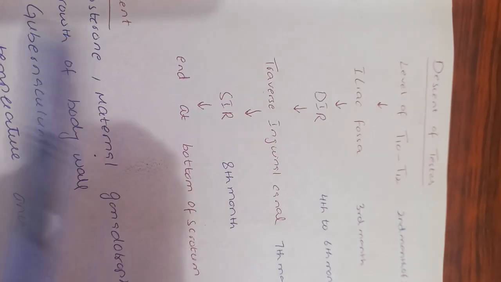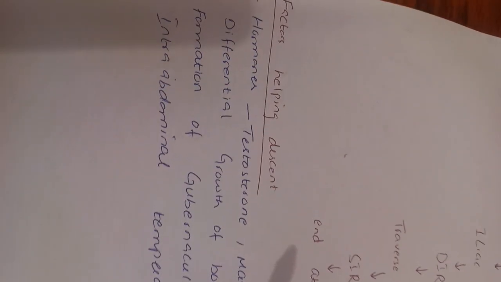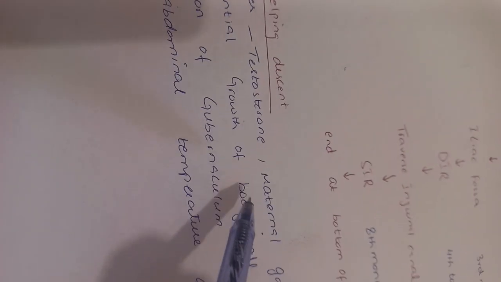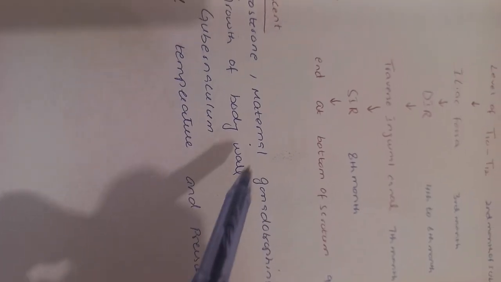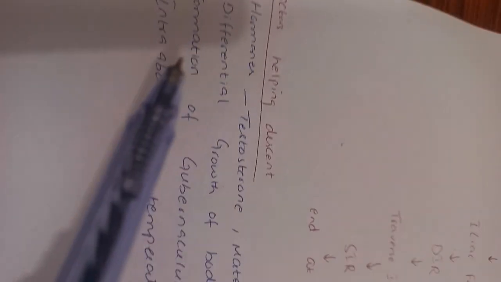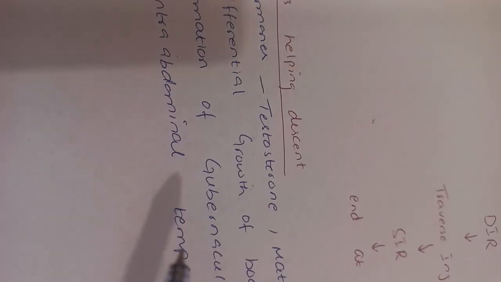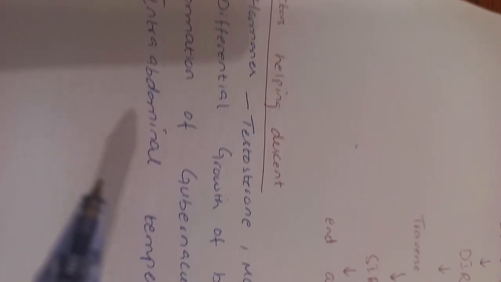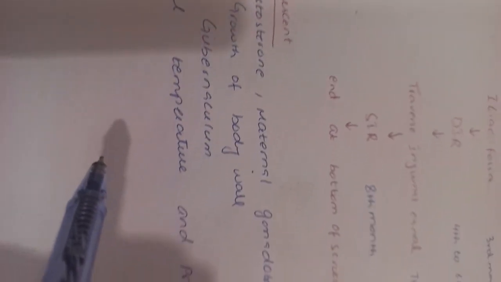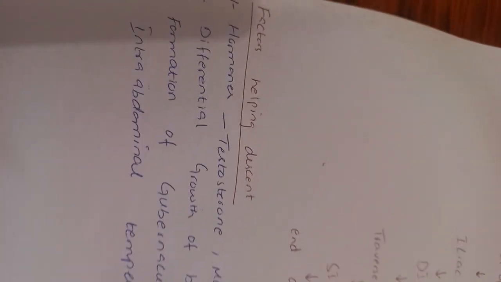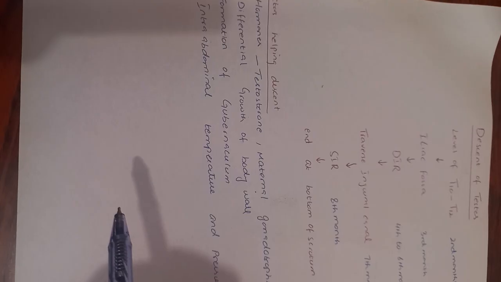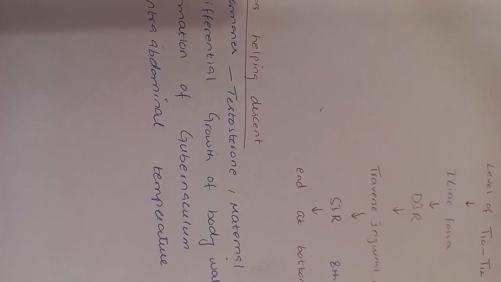Now, what are the factors responsible for the descent of the testes? Number one factor is the hormones, which are testosterone and the maternal gonadotrophin hormones. The second factor is the differential growth of the body wall. Third is the formation of the gubernaculum. What is the gubernaculum? I will tell you later on. The fourth factor is the intra-abdominal temperature and pressure. These are the four factors responsible for the descent of the testes. Now I will tell you how these factors participate.